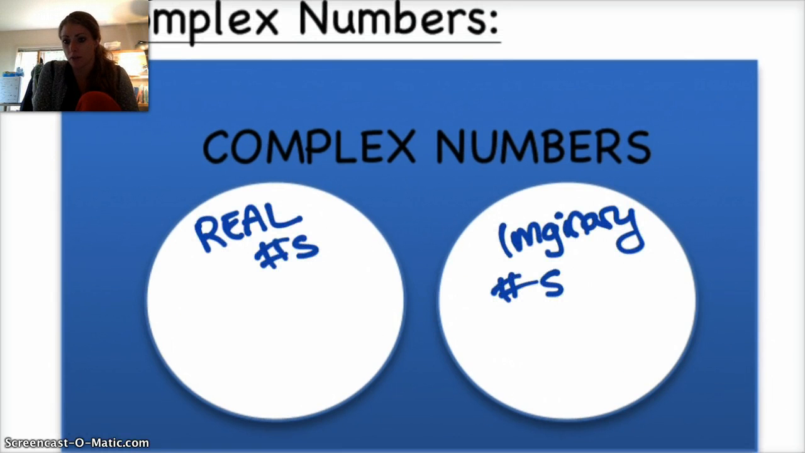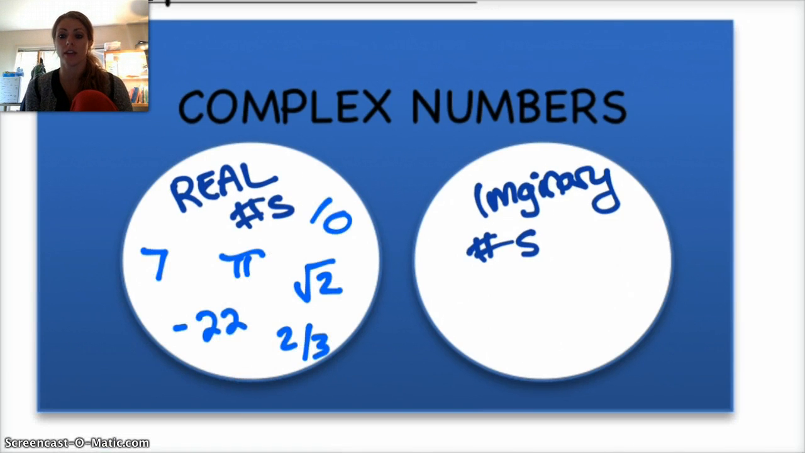Your real numbers are any numbers that don't have i, any number that you can think of, like square root of 2, or 5, or -17, or pi. All of those are real numbers. Imaginary numbers are any numbers that are attached to an i. They're multiplied by i, essentially. So like 7i, or pi i, or square root of 2 i, or 2/3 i, or 10i. Those are imaginary numbers.